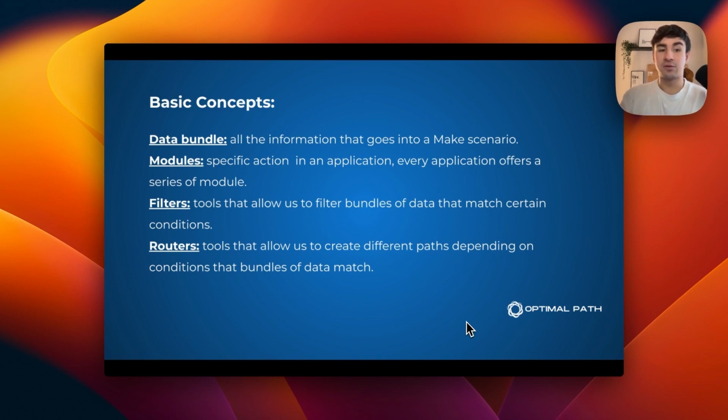Then a filter is a tool that is going to allow us to filter bundles of data that match certain conditions. And with this, we're going to be able to increase the complexity of our scenario. Then a router is very similar to a filter, but in this case, a router also allows us to create different paths for different conditions.